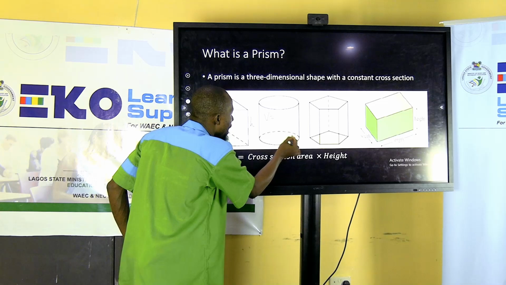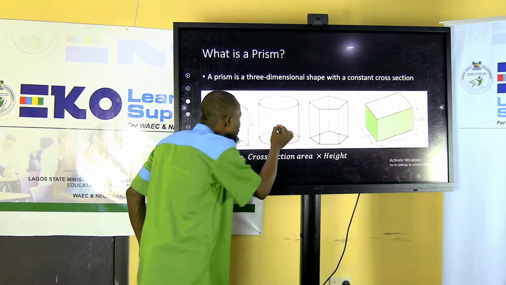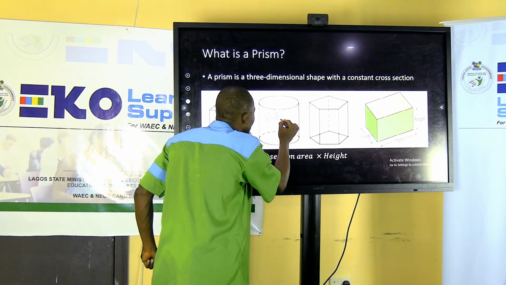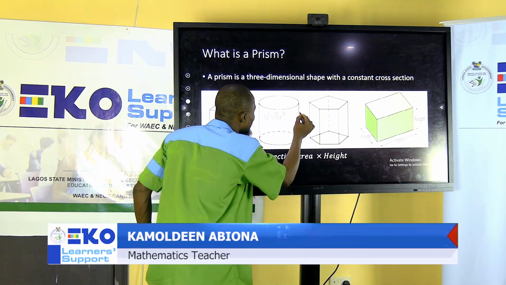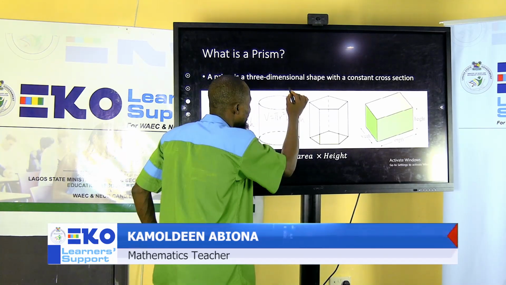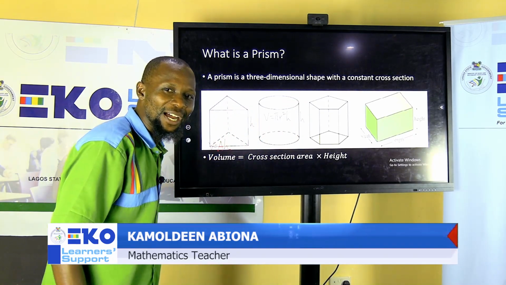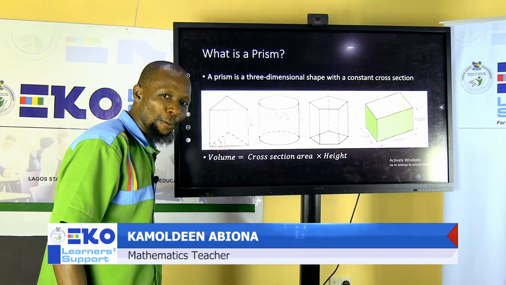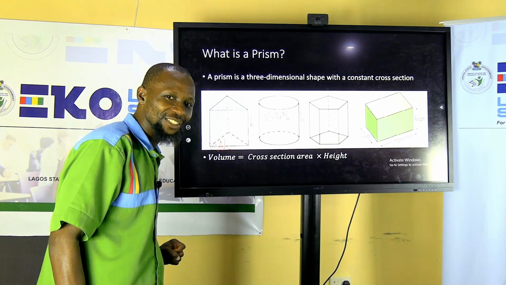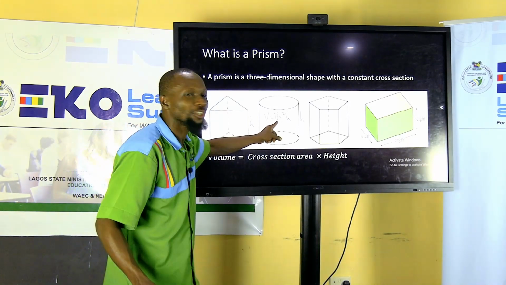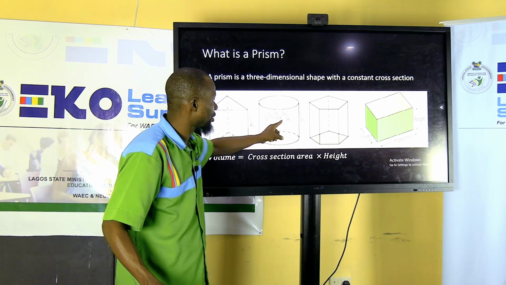The area of our cross section. What's the cross section? Circle. That is pi r squared, multiplied by the height. And that's why we have the formula as this. I hope you have got something there. If you didn't know it before, that is just how we got pi r squared h.